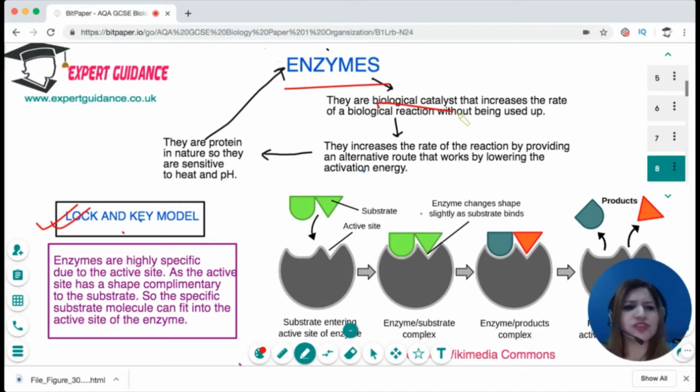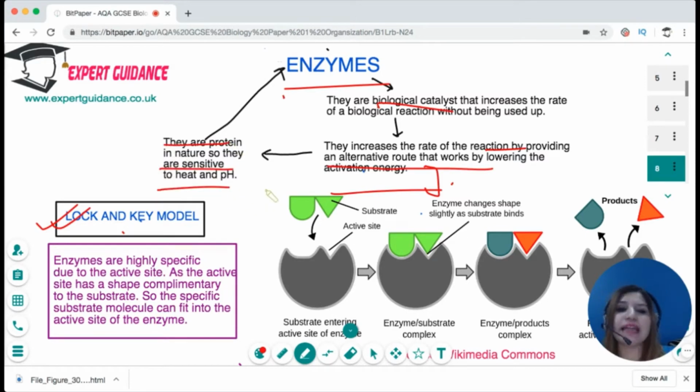Now, how do enzymes increase the rate of reaction? They provide an alternative route to a reaction, which works by lowering the activation energy. Enzymes are chemically proteins, so they are very sensitive to heat, pH, and temperature. Now this is the structure of the enzyme. The enzyme has a specific shape, and it has a site called the active site. The active site is where substrate molecules bind. Substrate and active site have complementary shapes. Remember to use the word complementary. Most of the time in the exam, students say substrate and active site have the same shape. No, that's wrong. It's like a lock and key. The substrate and the active site have a complementary shape.